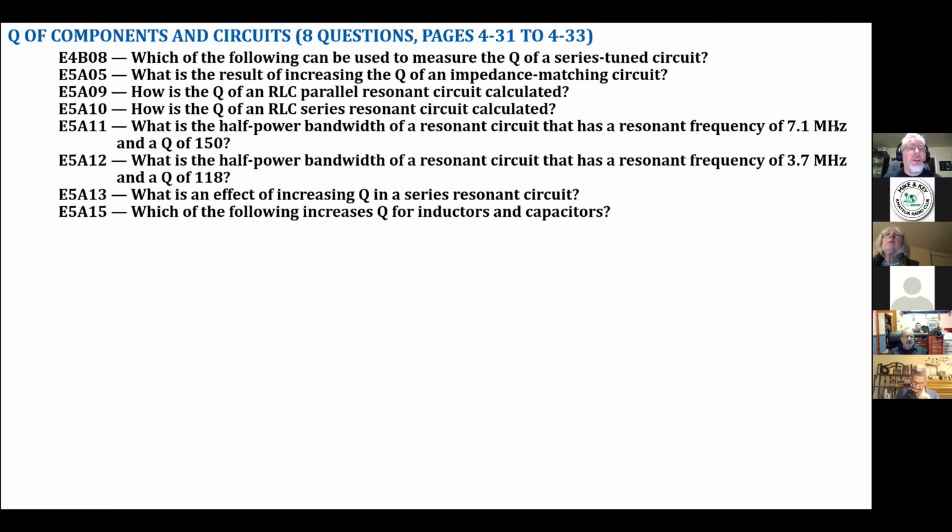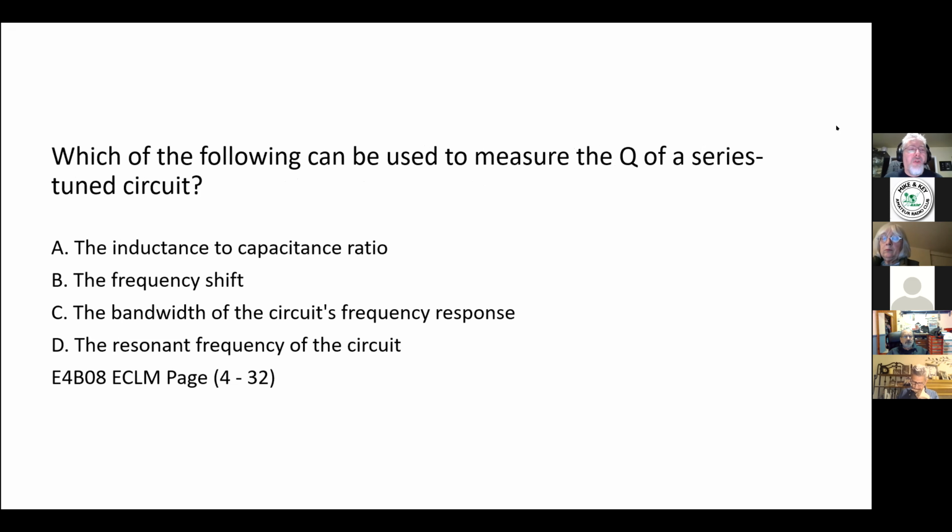Q of components and circuits. 8 questions on this one. Which of the following can be used to measure the Q of a series tuned circuit? A, the inductance to capacitance ratio, B, the frequency shift, C, the bandwidth of the circuit's frequency response, or D, the resonant frequency of the circuit?